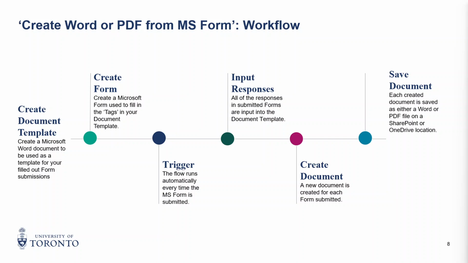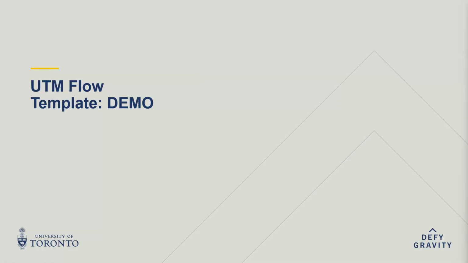Then once each form is submitted, the flow triggers in the background. It'll input the responses from each question of the form into the document template tags, and then it creates a new document for each form that is submitted. And then it automatically saves each document into a location of your choice. So most common would be SharePoint or OneDrive. And that's it. I'll show you how it works.